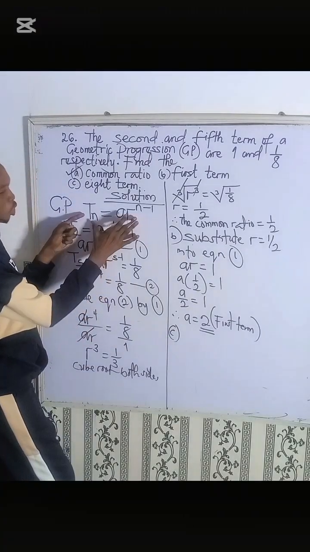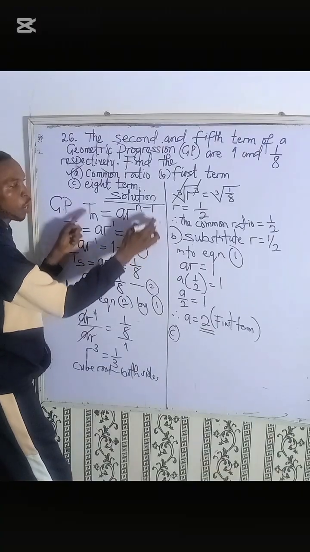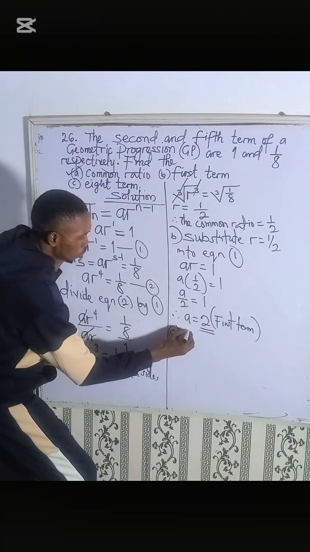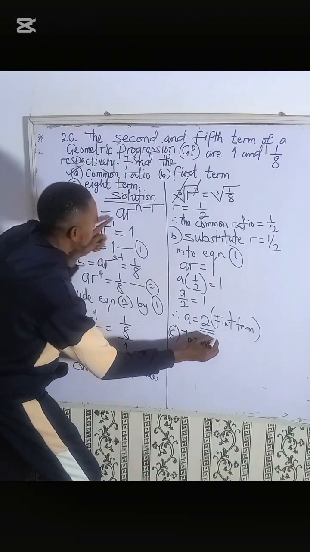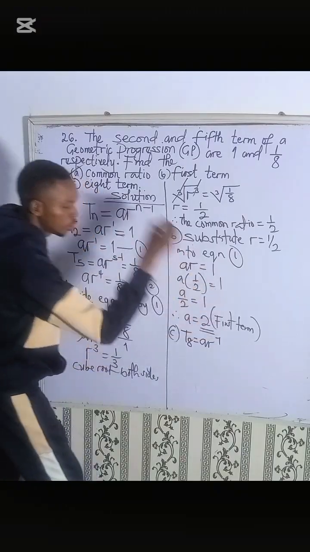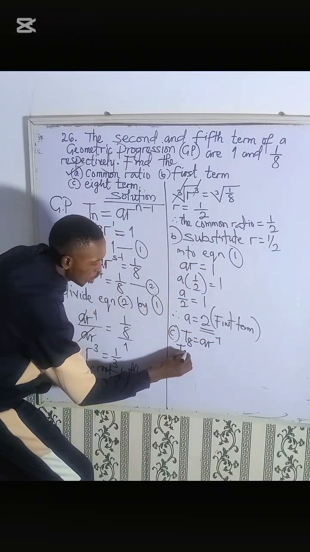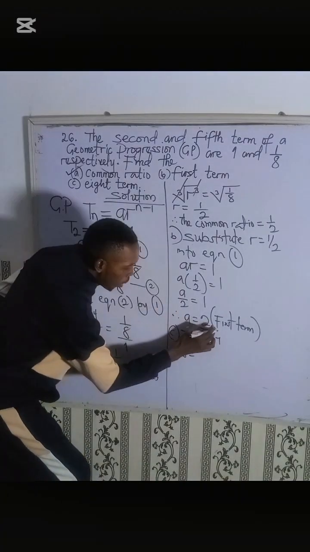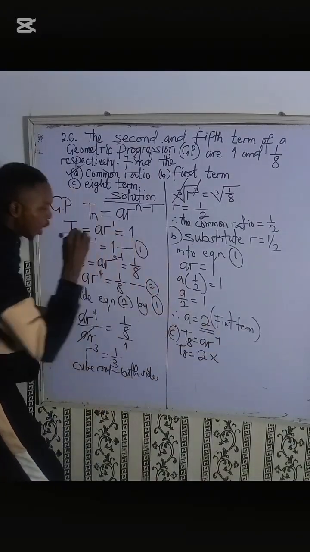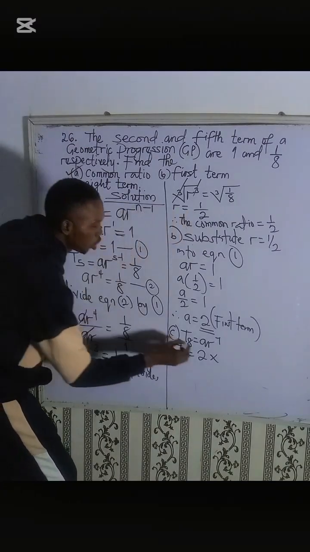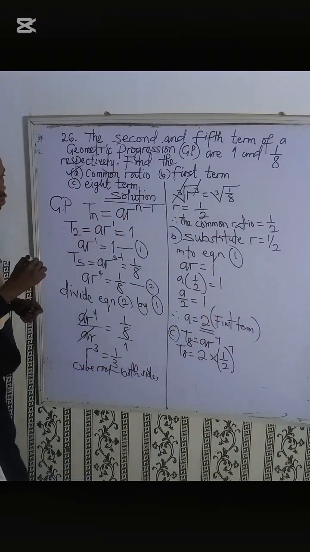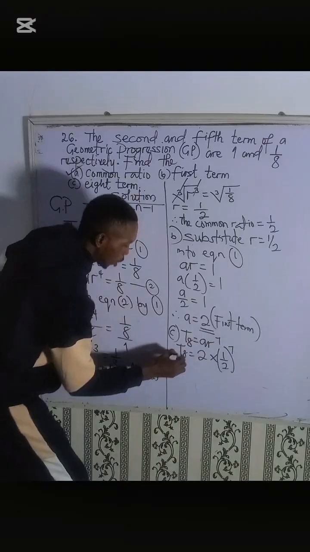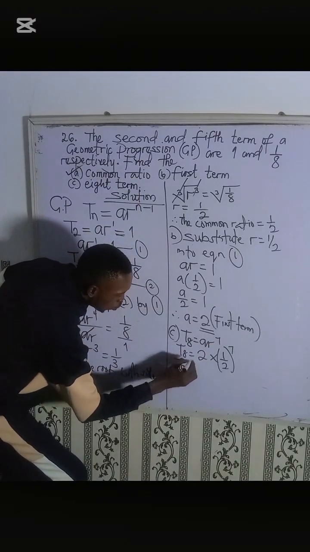Right, to end the question, question C says we find the eighth term. So I'm still going to come to the general nth term of a GP. So it becomes T8 is equal to ar to the power of 8 minus 1. That's 7. So T8 equals, the value for a is 2, you multiply by the value for r, which is 1 divided by 2, all to the power of 7.